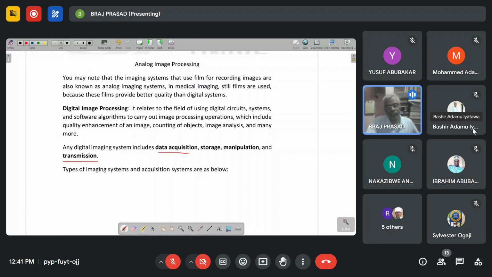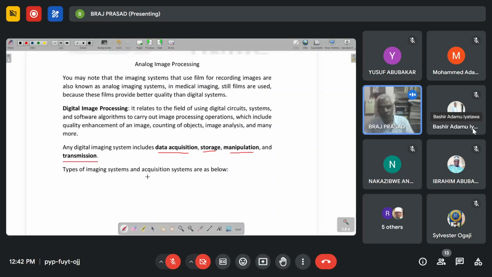First, we acquire the given object, and then we store that. After storing, we manipulate, or we do some processing. After processing, we send the original information that we get from this processing, and that information will be transmitted.